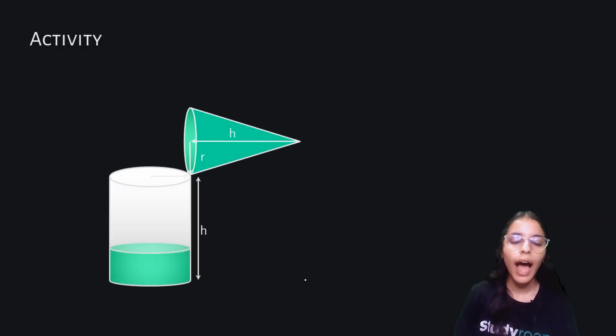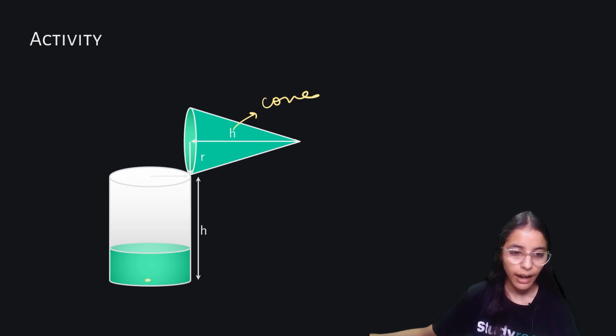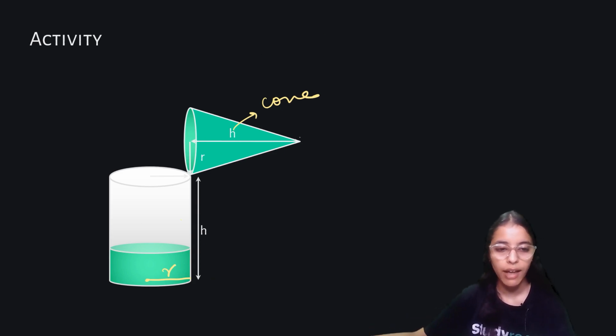Now we'll move on to our activity. What we have to do is first make a cylinder using paper and cover the base, and then make a cone of the same radius. It has radius R, and the cylinder also has radius R. So we have two shapes, a cylinder and a cone, both with the same radius and the same height h.